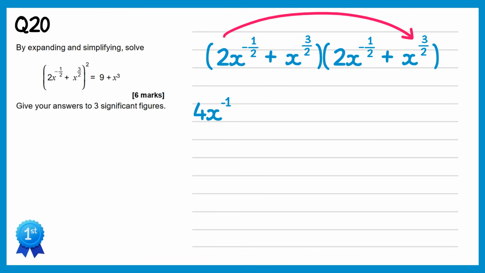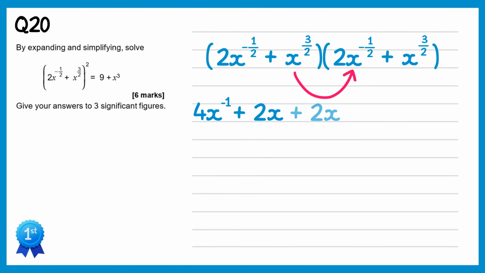Now we'll do 2x to the negative a half times x to the 3 over 2, so we've got 2, and then we add the indices, so negative a half plus 3 over 2 just gives you 1, so it's just plus 2x. We get the same result when we multiply these two terms, so another plus 2x. And then the final terms, x to the 3 over 2 times by itself. We add the indices here and we get x to the power 6 over 2, but 6 over 2 is 3, so it's just plus x cubed.